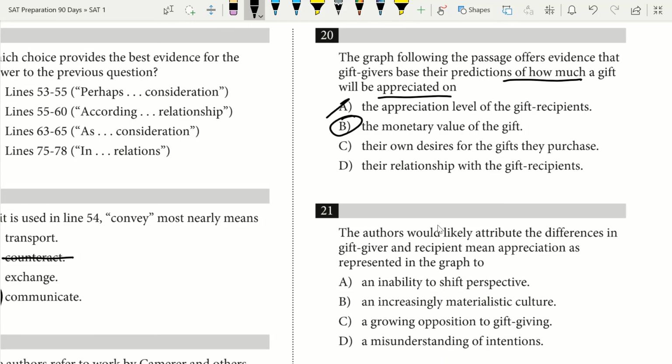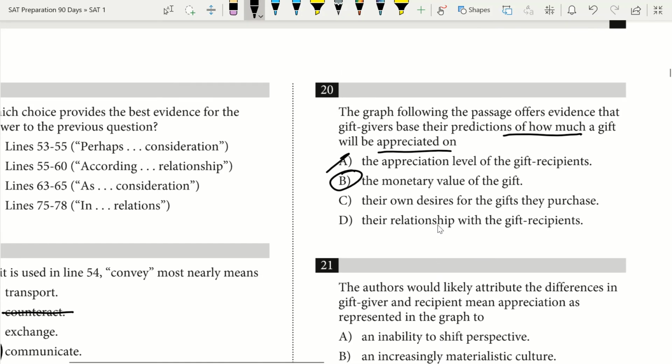We can't say, I'll go ahead and show you why these other answer choices are wrong. We can't base a prediction on how much a gift will be appreciated on the appreciation level of the gift recipients, because then it's not a prediction, that's just actually what occurred, it's the result.